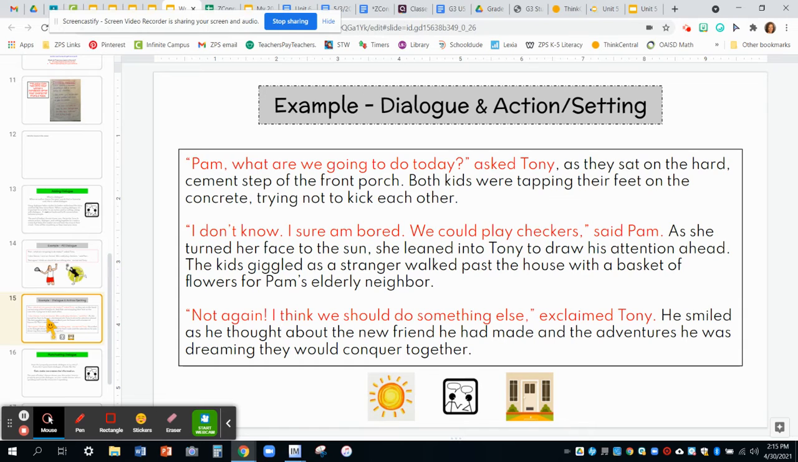You'll notice that in red is what was just on the previous slide. Okay, and everything else that's in black was added. So it enhances, it makes it a little bit better.